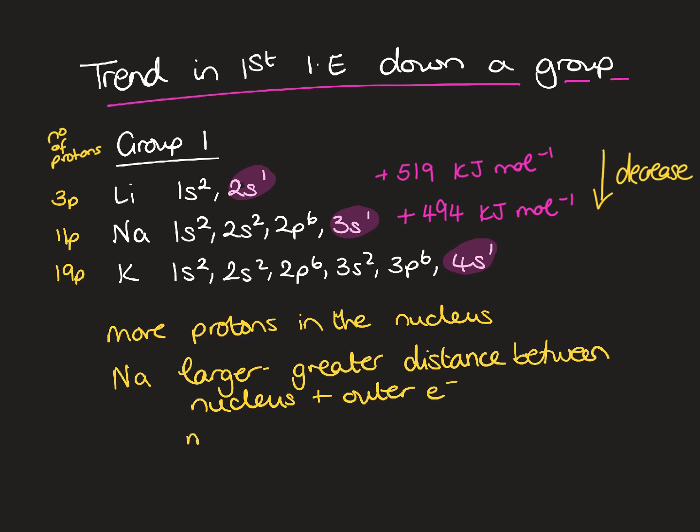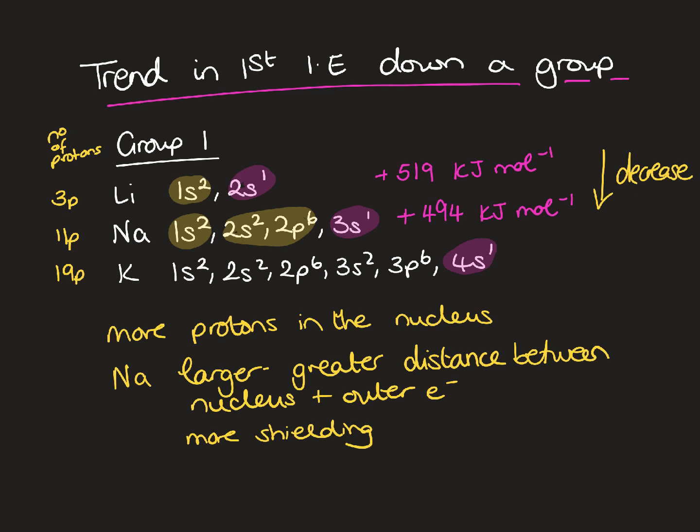We also have more shielding. When we've got the lithium, I'll just highlight this, we've only got this one full shell, to use a sloppy term. We've only got one full shell of electrons there shielding the effect of the nucleus. When we get to sodium, we've got the 1 and we've got the 2 principal energy level that are actually providing the shielding and preventing the actual power of those protons in the nucleus from reaching that outer electron.